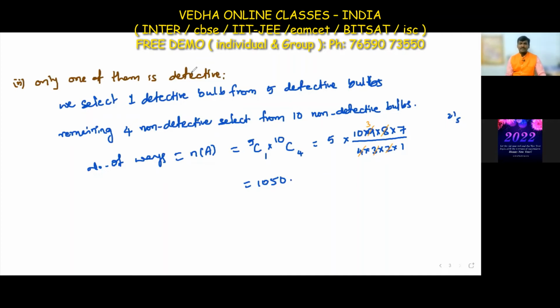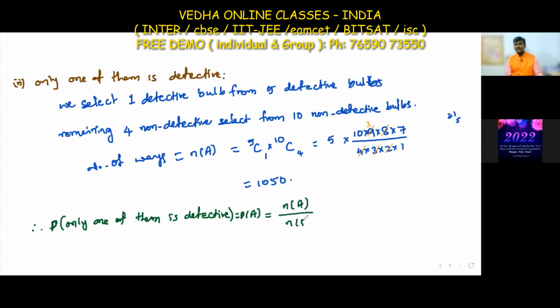Therefore, probability of only one of them is defective. That means probability of A only. Probability of A is nothing but number of favorable events to A divided by total number of events. So this is 1050 divided by n of S. Okay, what is n of S?